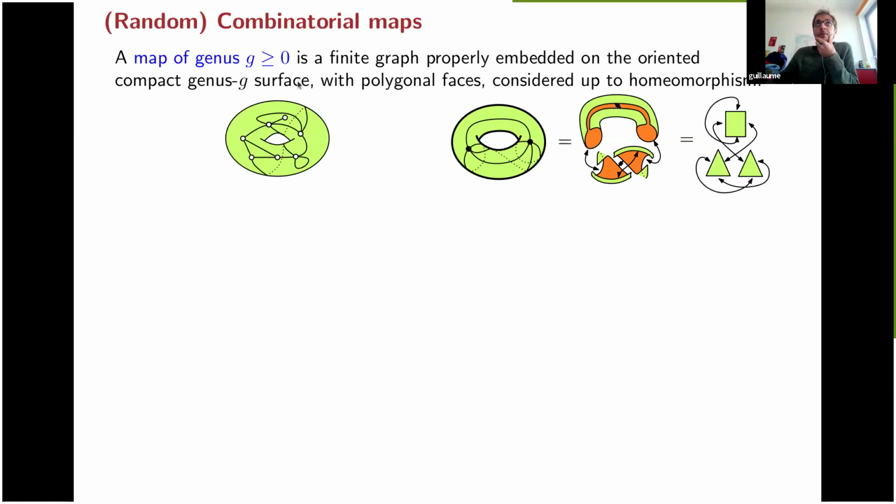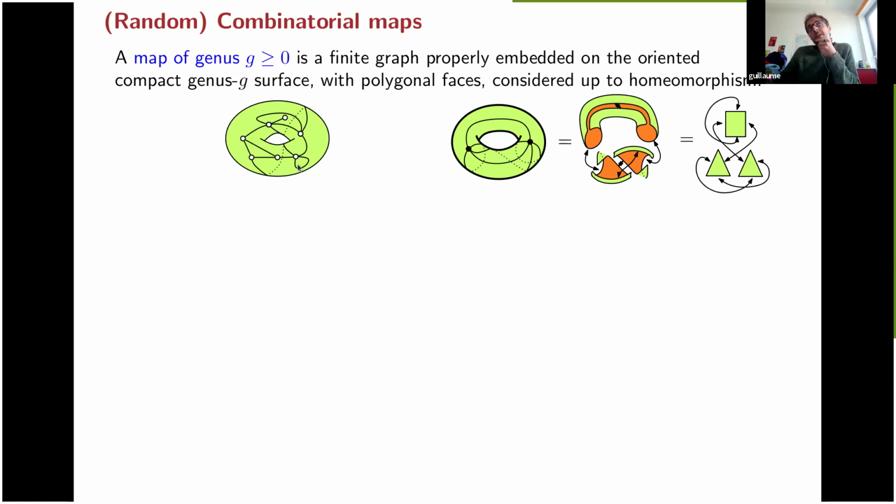So this is your surface, and you have a finite graph which is drawn properly, so without crossings on it. So you can see my graph can have multiple edges. It can also have loops. And I'm considering such an object with a constraint that the embedding has polygonal faces, meaning that if you cut the surface along the edges of the graph, the pieces that remain, they are polygons. Topologically, they are disks. You cannot have a cylinder. You really need to cut all the non-contractible cycles of the surface. And you consider such an object up to homeomorphism. So this is a map.